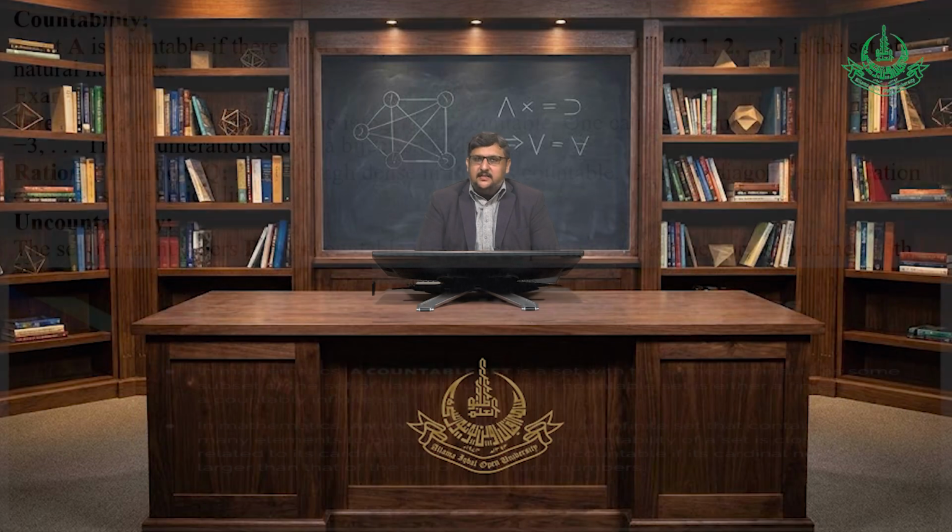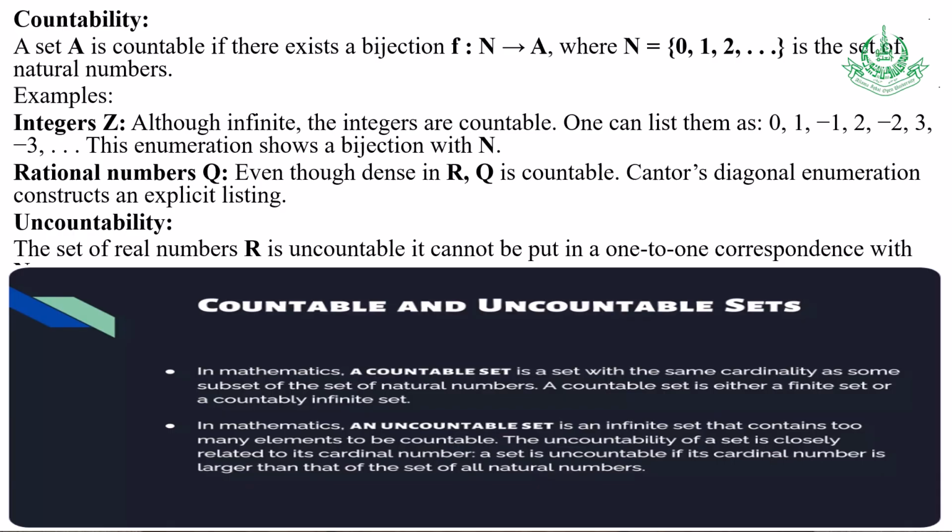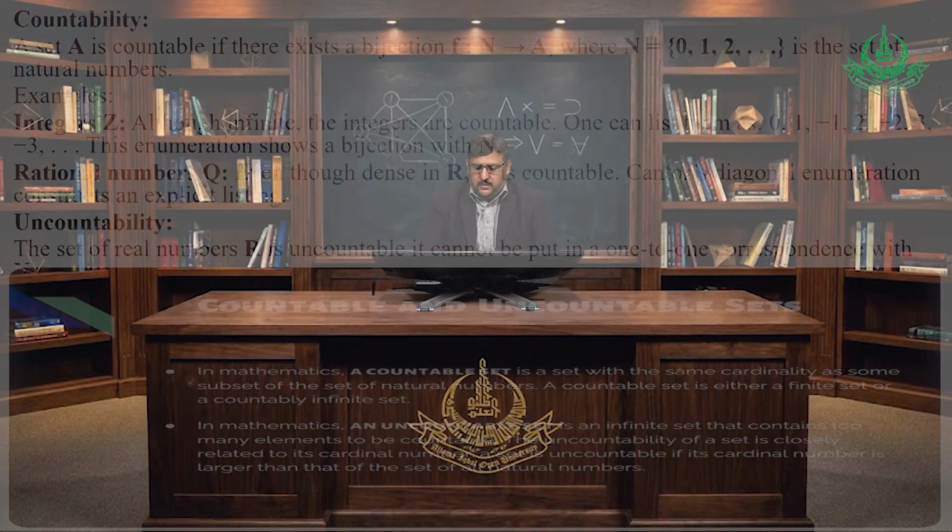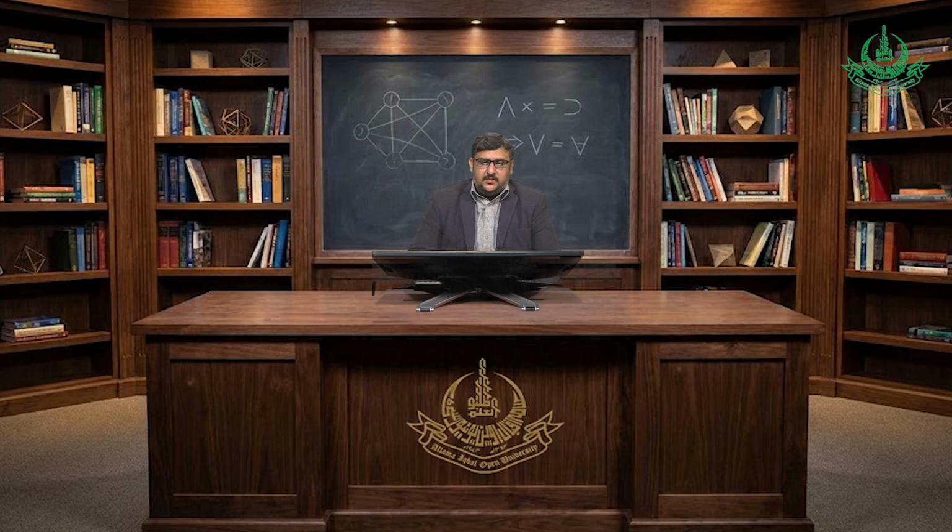Let's see some examples. The integers, represented by Z. Although the set of integers is infinite when you write it, it is countable, meaning it can be enlisted because it is in one-to-one correspondence with the natural numbers. The rational numbers are also countable, although they have many elements between the real numbers, because Cantor's diagonal enumeration constructs an implicit listing. Uncountable means the set of real numbers, the real line, is uncountable because it cannot be put into one-to-one correspondence with the natural numbers.